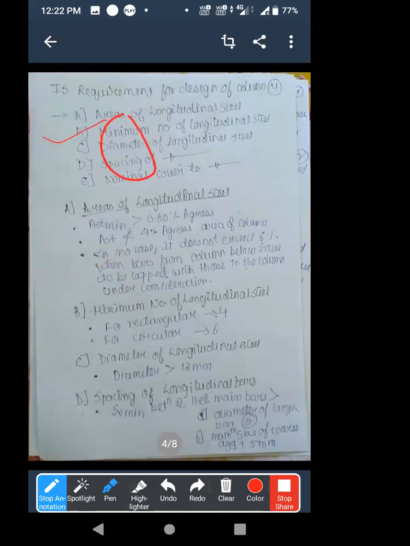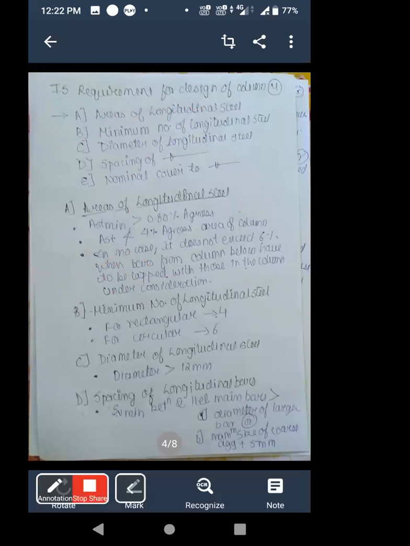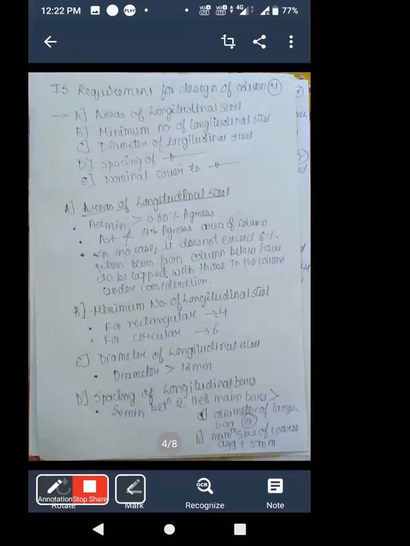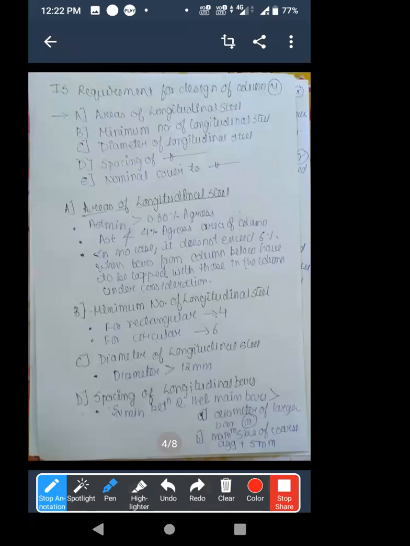Second is the minimum number of longitudinal reinforcement bars. Third is the diameter of longitudinal steel. Fourth is the spacing of the longitudinal steel. Fifth is the nominal cover to the longitudinal steel. These are the requirements as per the IS. Okay, first we will go to the areas of longitudinal steel.